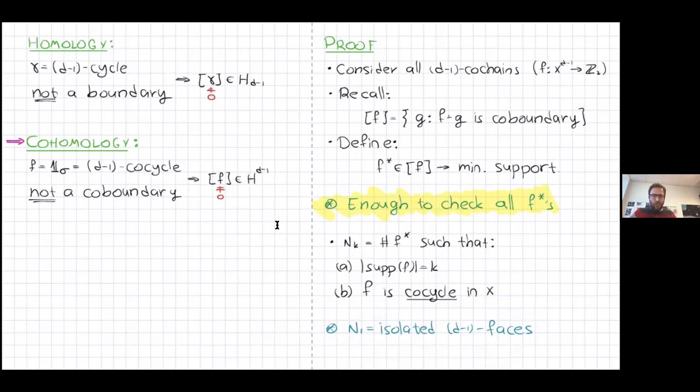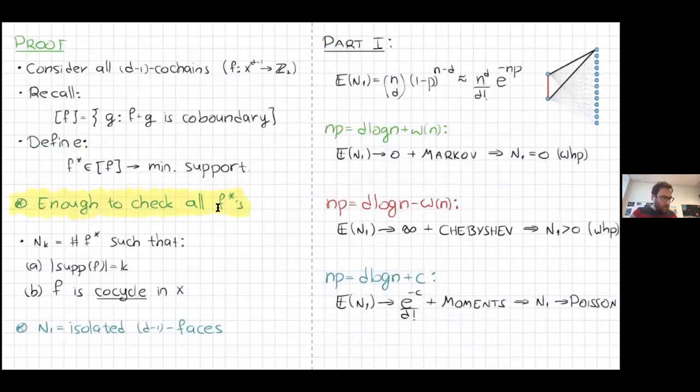And similarly, the proof will split into 2 parts. One part will be analyzing n_1, the number of isolated faces, and the other part will be to show that we don't have anything else that is not an isolated face. We don't have any of the other possible functions that could be a cocycle. So part 1 is again a simple part of the proof, very much like in the connectivity of the random graph. So we'll just show briefly the expectation calculation here.